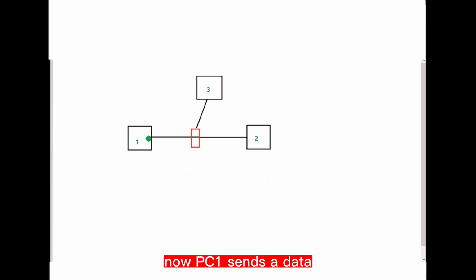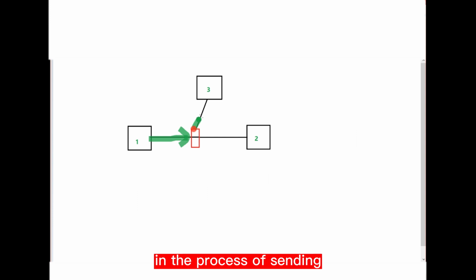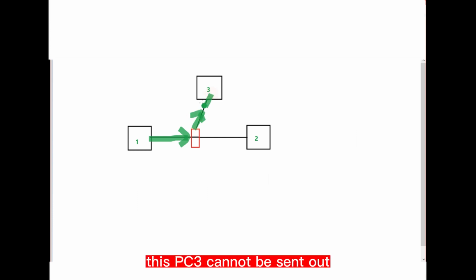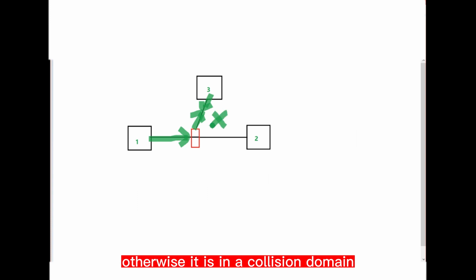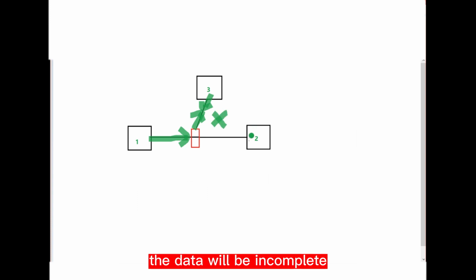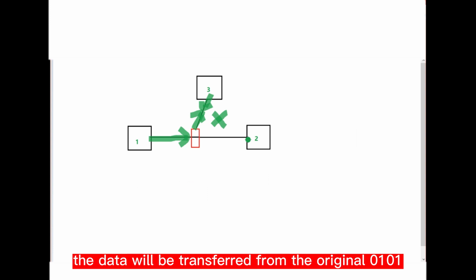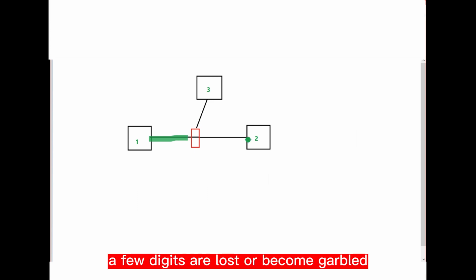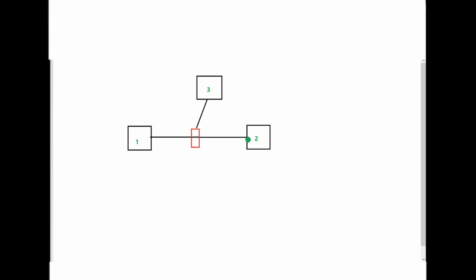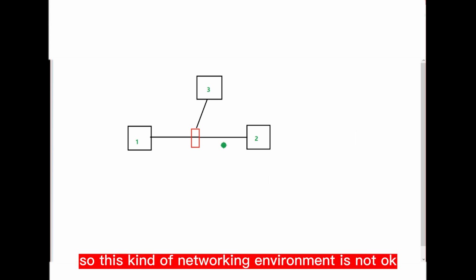Now PC1 sends data. In the process of sending, PC3 cannot send. Otherwise it is in a collision domain, and the data will be incomplete. The data, originally 0101, may be lost in the middle, with a few digits lost or garbled. It's not complete, so this kind of networking environment is not okay. The transmission utilization rate is relatively low.